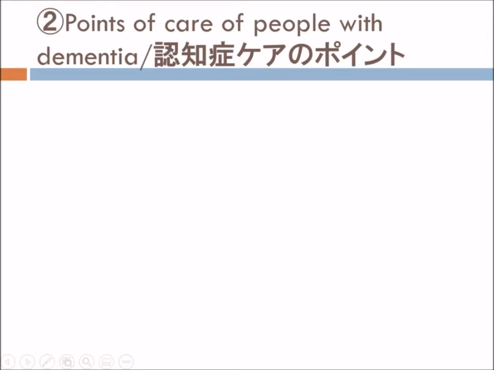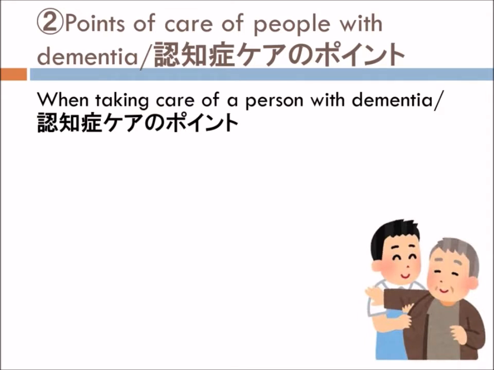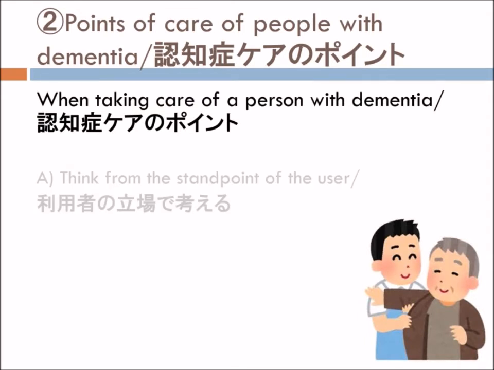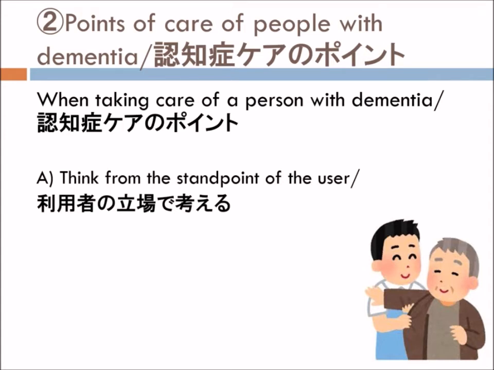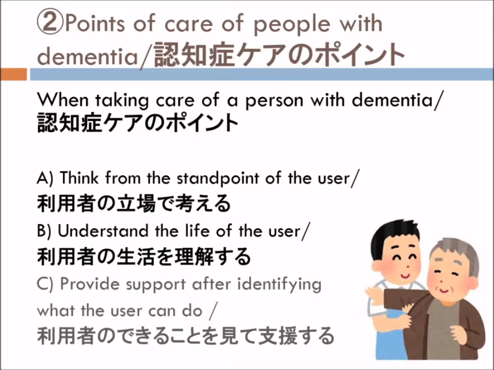2. Point of care of people with dementia. When taking care of a person with dementia, think from the standpoint of the user. It is necessary to provide nursing care that is centered on the user. Understand the life of the user. It is necessary to provide support for a stable life. Provide support after identifying what the user can do. Provide support and bring out the ability and motivation of the user.